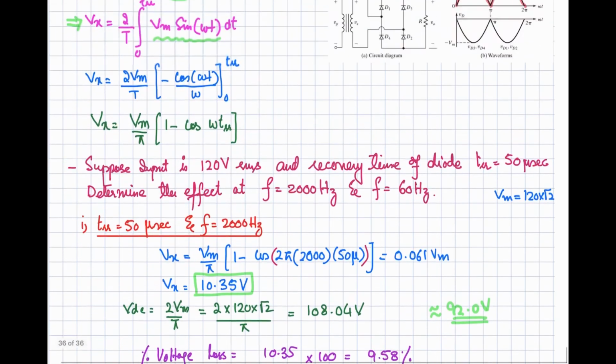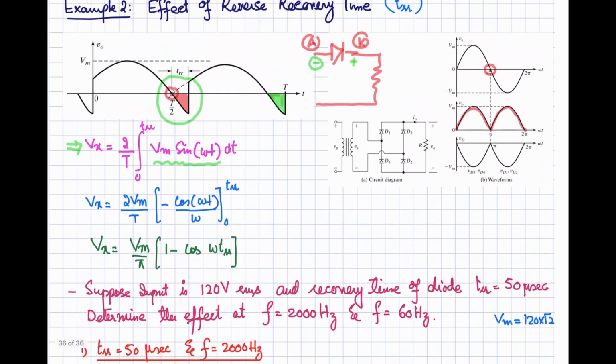Why is it a small loss? Because at 60 Hz, you have sufficient time in the supply cycle. The total time period is 16.667 milliseconds, and the voltage loss is only in the portion of 50 microseconds. But if you have a frequency of 2 kilohertz, the time period is very small. The inverse of 2000 gives you about 500 microseconds.